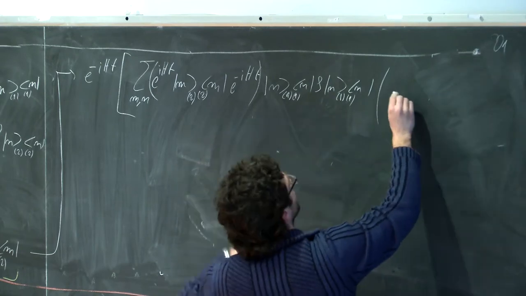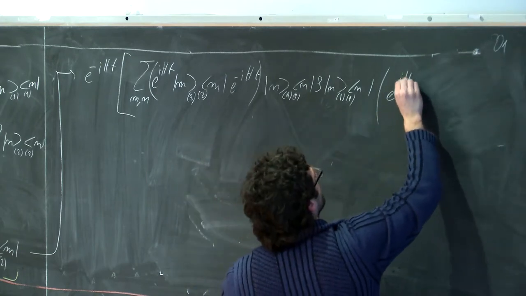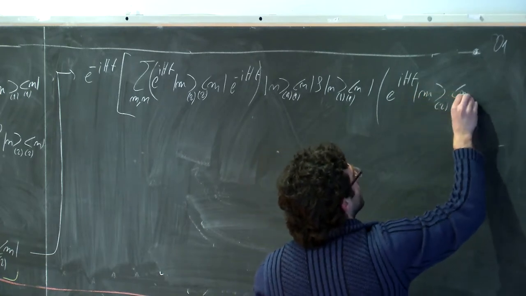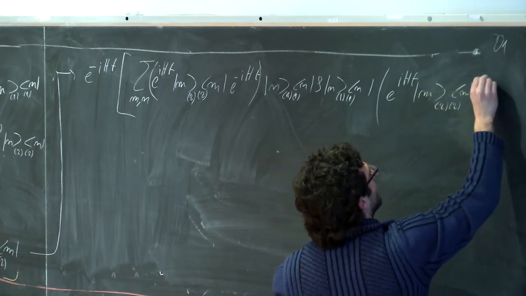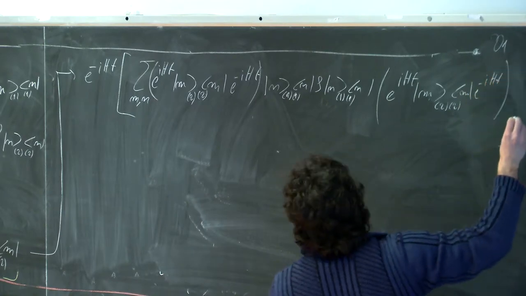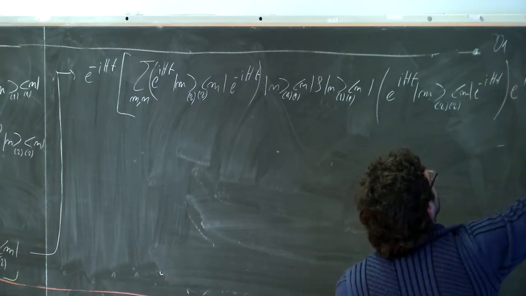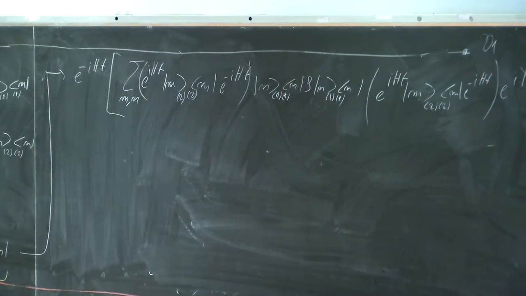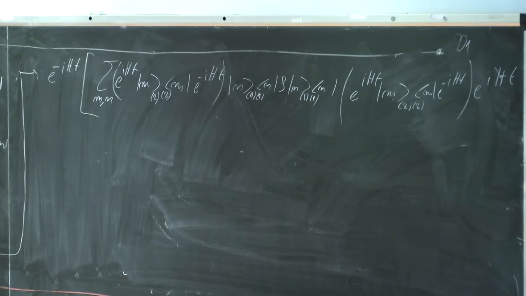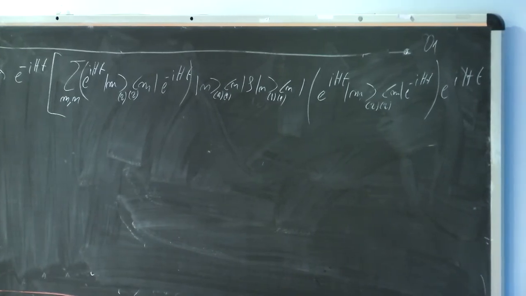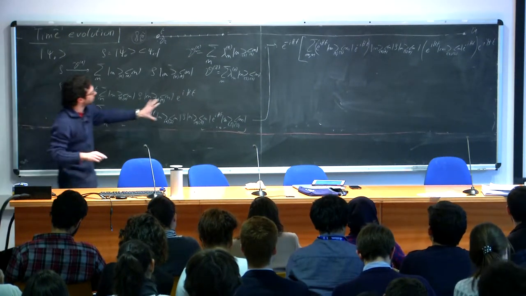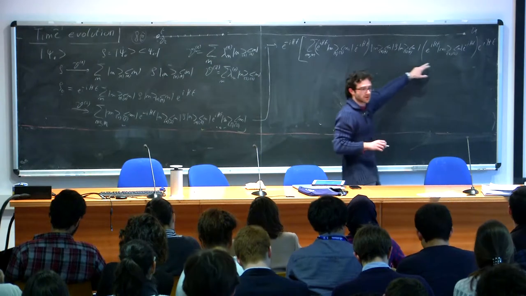Okay, here we have e^{iHt} O2 e^{-iHt} e^{iHt}. Is it clear what I'm doing? All the steps, at least. So first measurement O1, then time evolution for a time t, then second measurement of O2, and this is what we find.